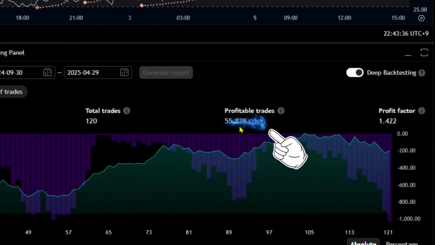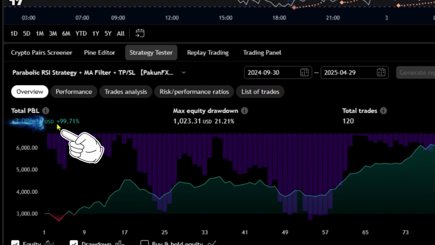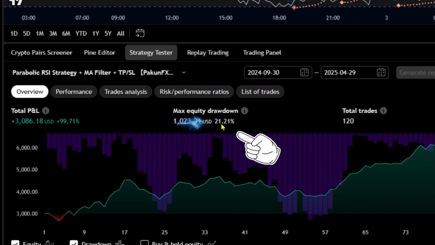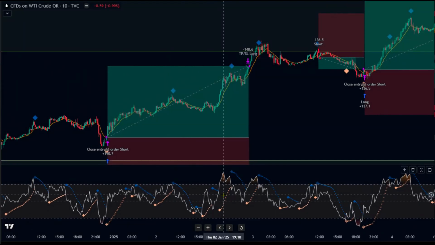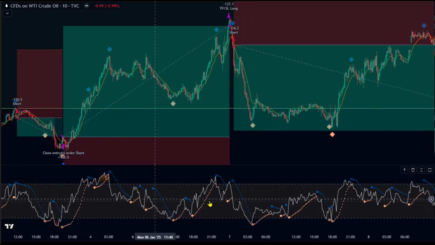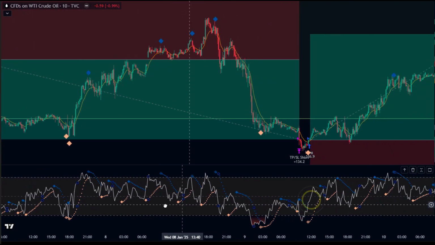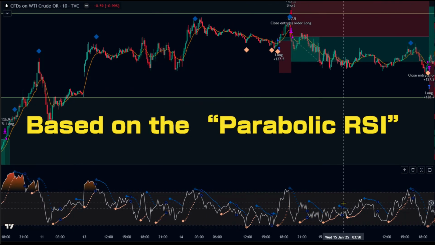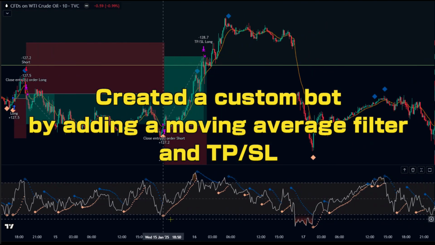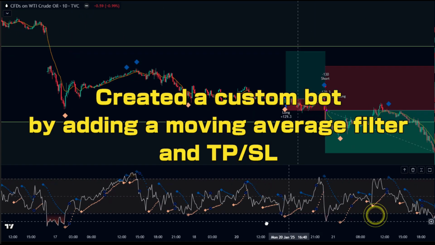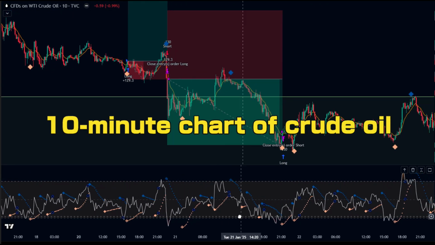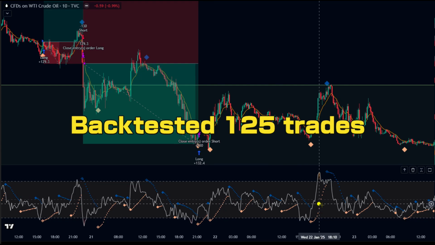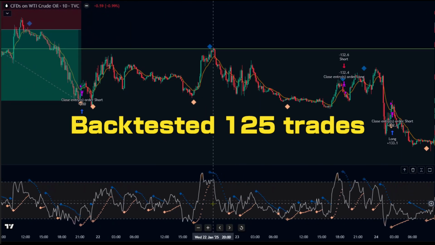Winning rate, 56%, net profit plus $3,100, and the maximum drawdown, just 21%. Doesn't this quiet but extremely reliable trading strategy pique your interest? In this verification, we created a unique bot based on the Parabolic RSI, adding a moving average filter and TPSL. We then tested it using the 10-minute chart of WTI crude oil, running a total of 125 trades.